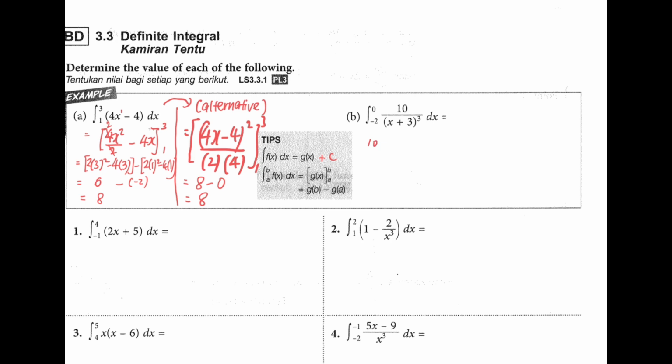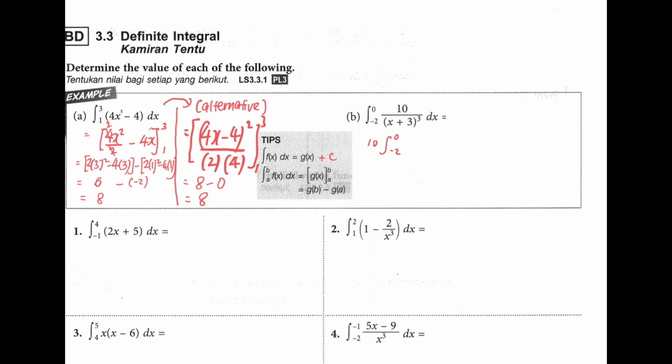For 10, we just leave it. No need to do anything. I can even put it outside. If you want to put inside, it's okay. If you want to factorize it and put outside, it is okay also. And no need to integrate it. Don't change 10 to 10x, you know. So no need to do it in that way.